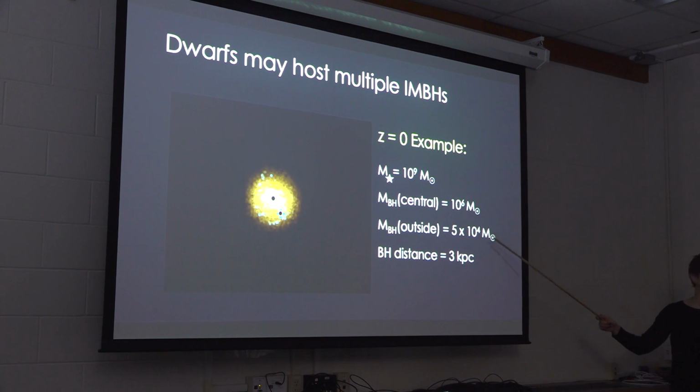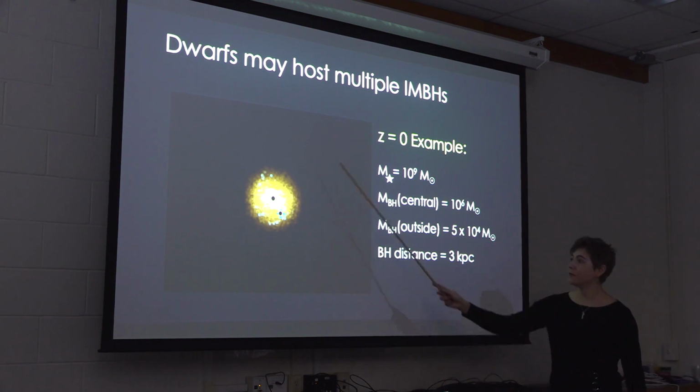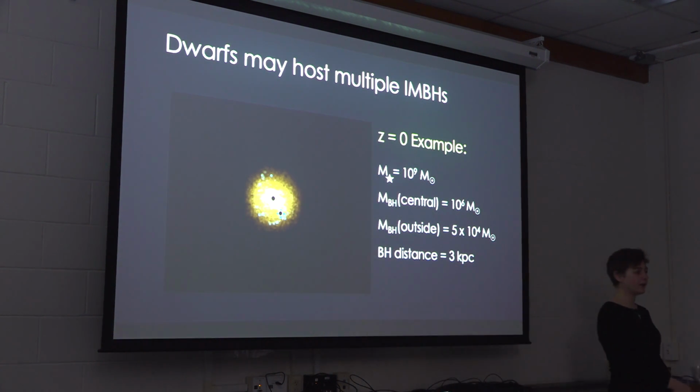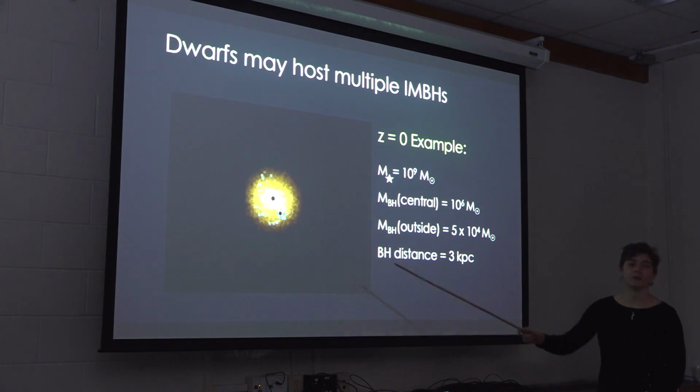So basically a seed mass black hole. And it's about 3 kiloparsecs from the center. And its dynamical friction timescale, just calculated quickly with the Chandrasekhar formula, is about 10 gigayears. So it's not working its way into the center anytime soon.